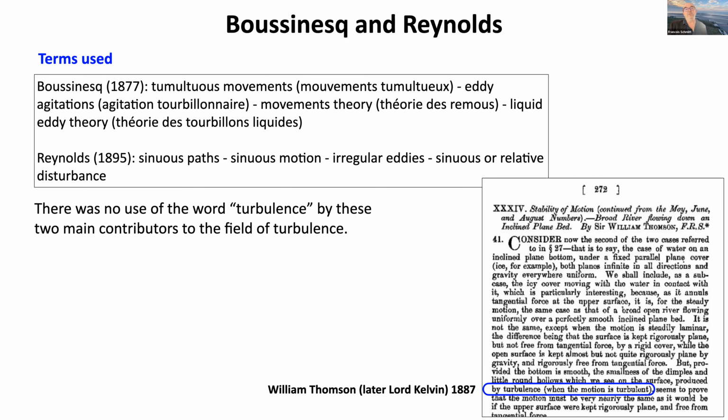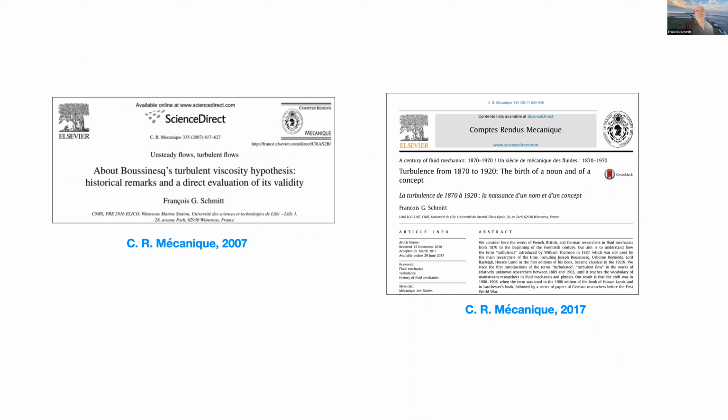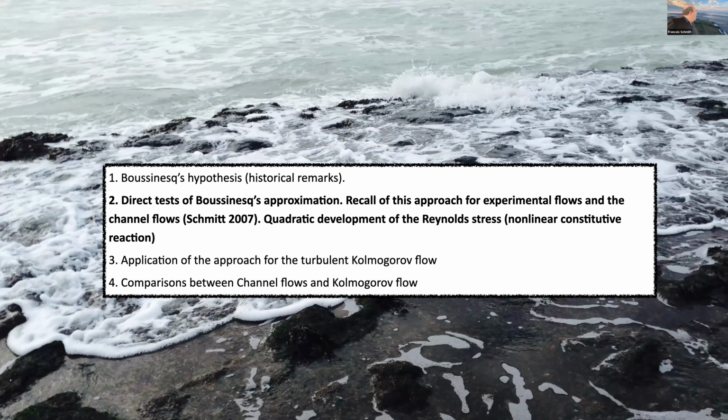What is also interesting is that they're not using the word turbulence, they're using different words. Boussinesq uses mouvement tumultueux, théorie des remous, théorie des tourbillons liquides, so liquid eddy agitations. And Reynolds also used periphrases like sinuous paths, sinuous motions. The word turbulence was used only in 1887, proposed by Lord Kelvin in a paper that can be found here. But Boussinesq and Reynolds, even in later works, did not use the word turbulence. These different historical aspects I discussed in two papers published in Comptes Rendus Mécanique in 2007 and 2017. So going back to the second part, about the direct test of the Boussinesq approximation.